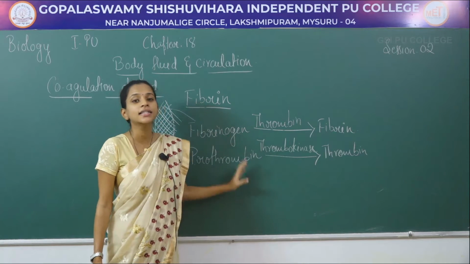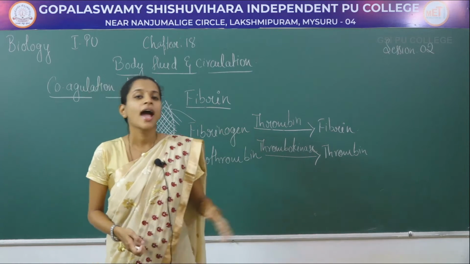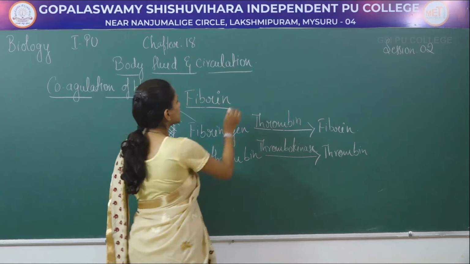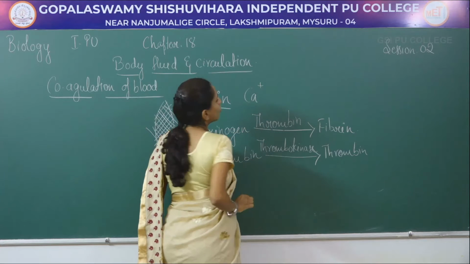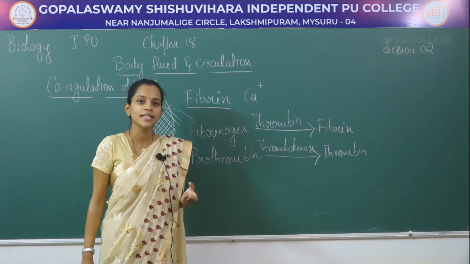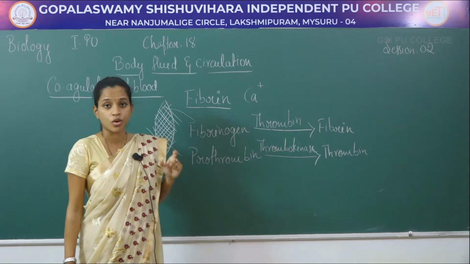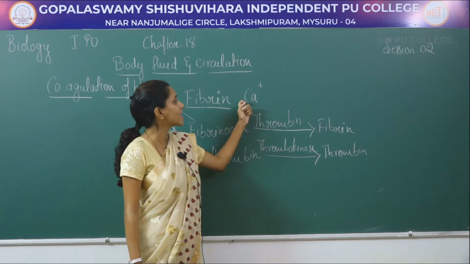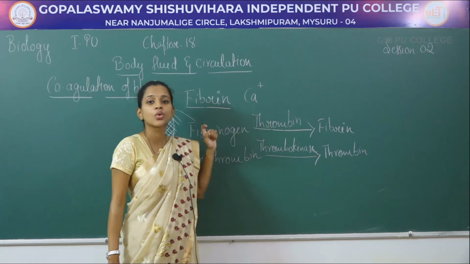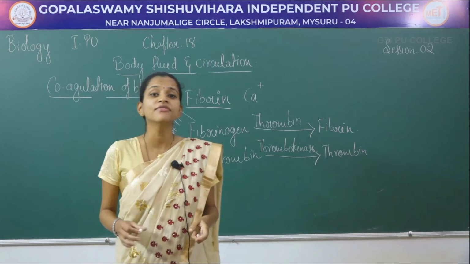Here these are chain enzymatic reactions, which is called cascade reaction, and for this it is very much necessary that calcium ions are present so that the clotting process takes place. It's a chain enzymatic reaction, also called cascade reaction, and it requires calcium ions to clot the blood. So next we'll study about the lymph vessels.